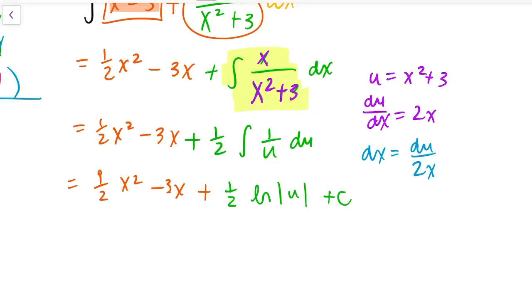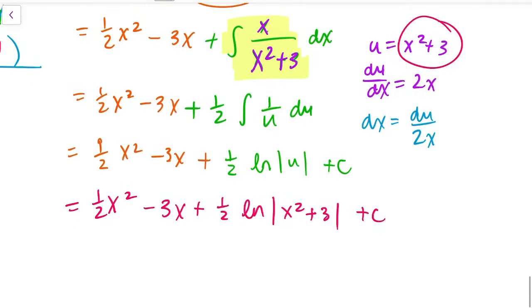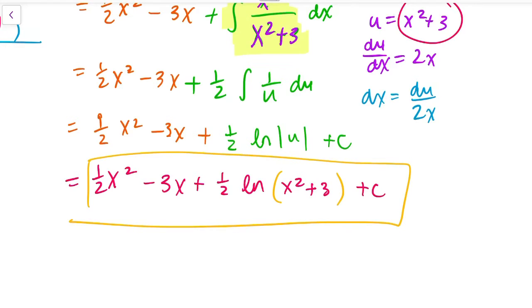And then lastly, we want to replace u with what we know u to be equal to, x squared plus 3. So final answer, 1/2 x squared minus 3x plus 1/2 times the natural log of the absolute value of x squared plus 3 plus c. Now, one last thing to note, we do not technically officially need the absolute values around that natural log expression, because if you take a number and you square it and then you add something, that will for sure be positive. So if you want the absolute values, great. If not, don't worry about them, because they serve no purpose this time around.